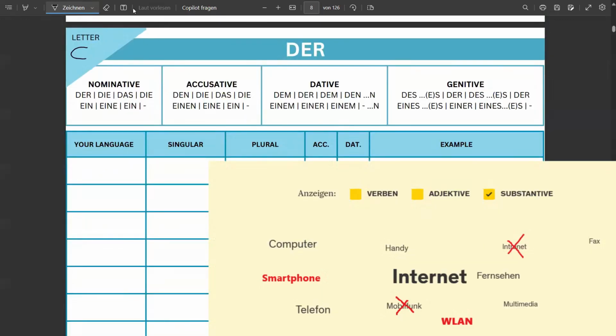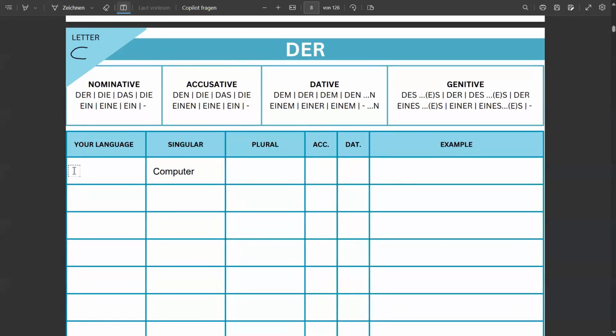Okay, our first word, male with C, der Computer. Der Computer, of course, in English, the computer, general term. And we have also a plural, but luckily it's the same. So ein Computer, zwei Computer, and so on.